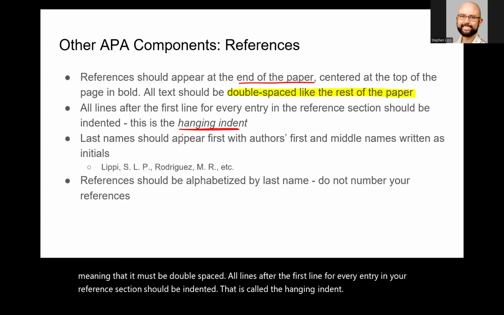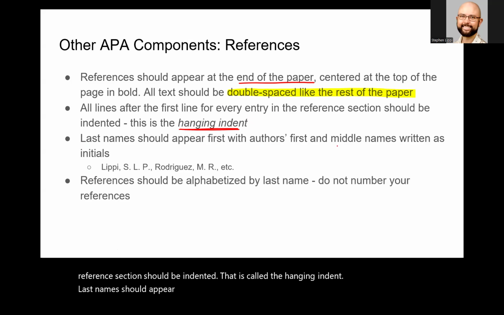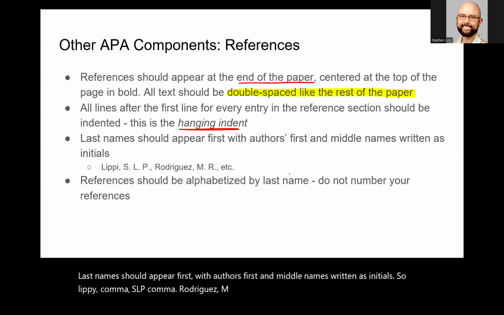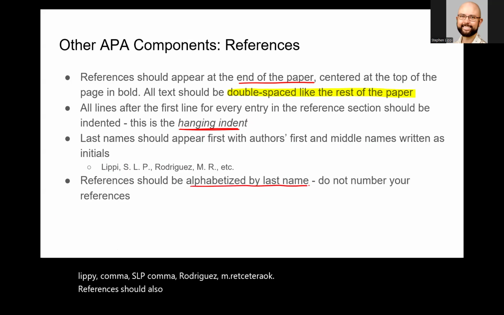Last names should appear first, with author's first and middle names written as initials. So Lippy, comma, S.L.P., comma, Rodriguez, M.R., etc. Okay. References should also be alphabetized by last name. Do not number your references.